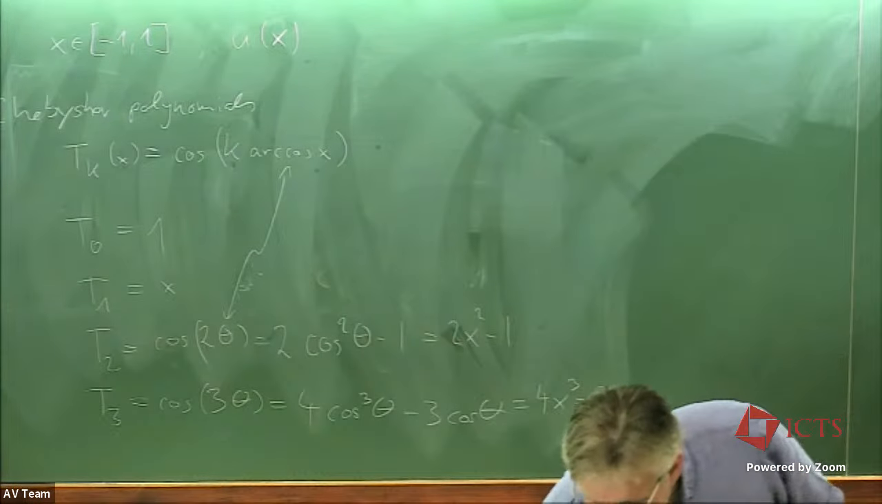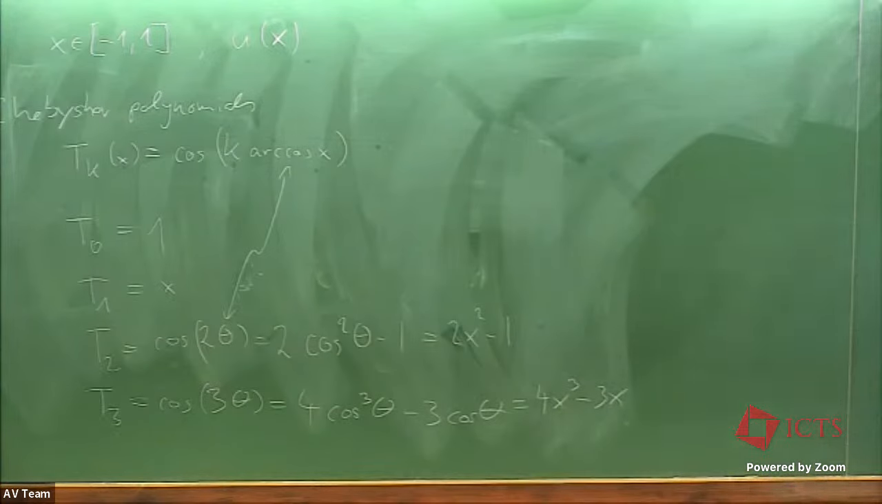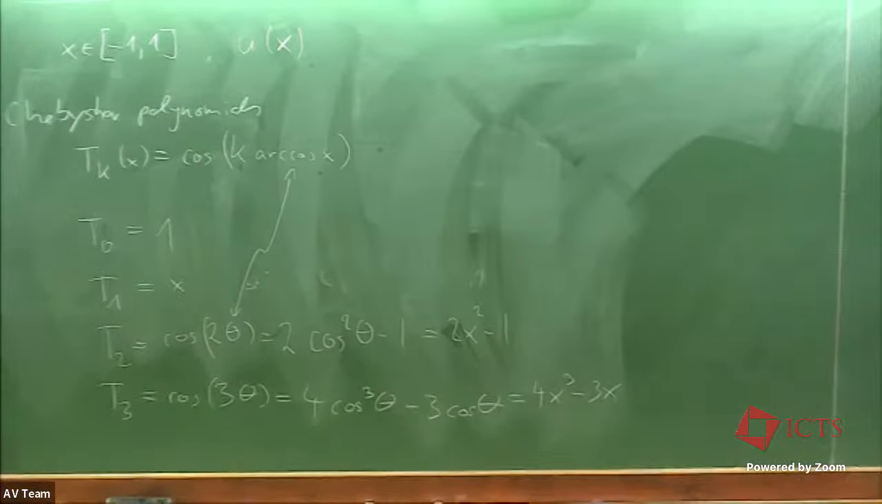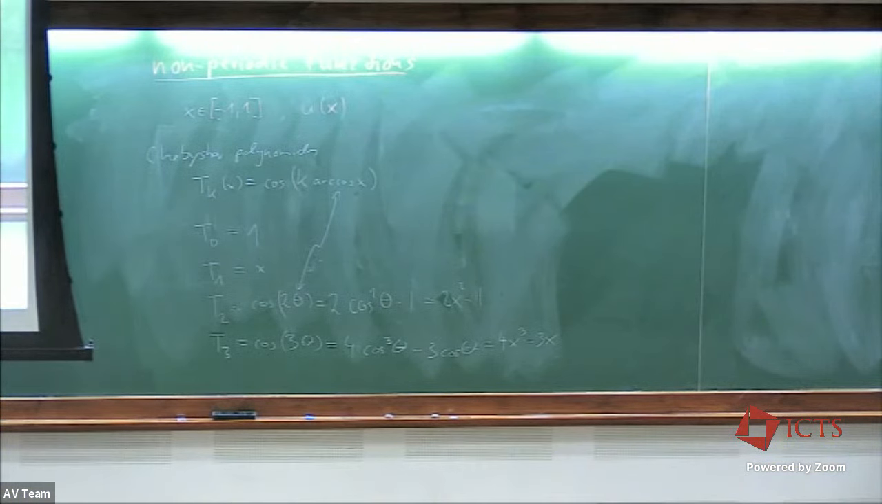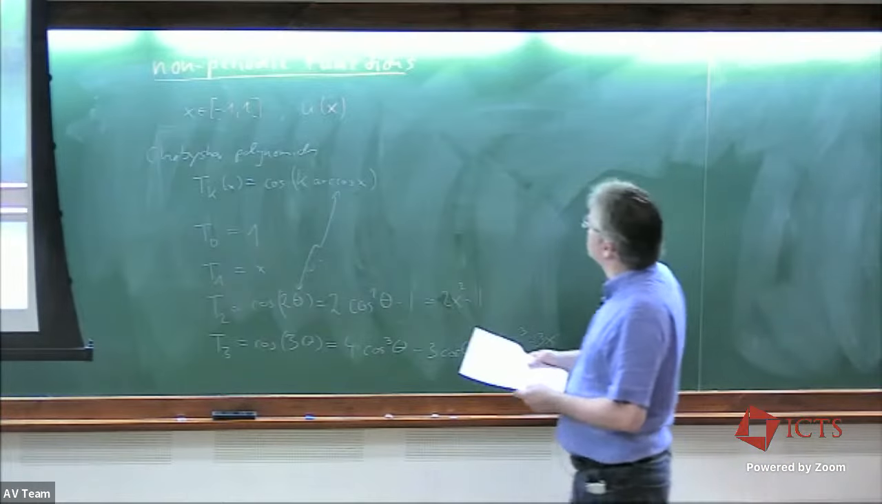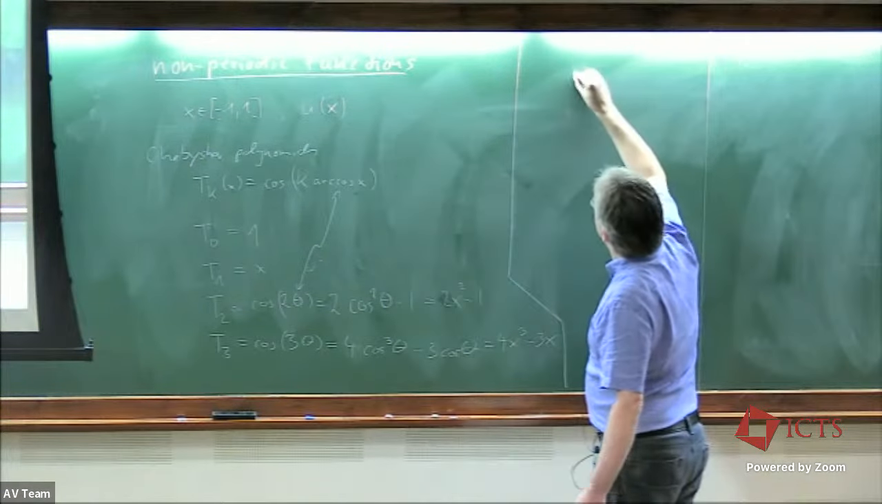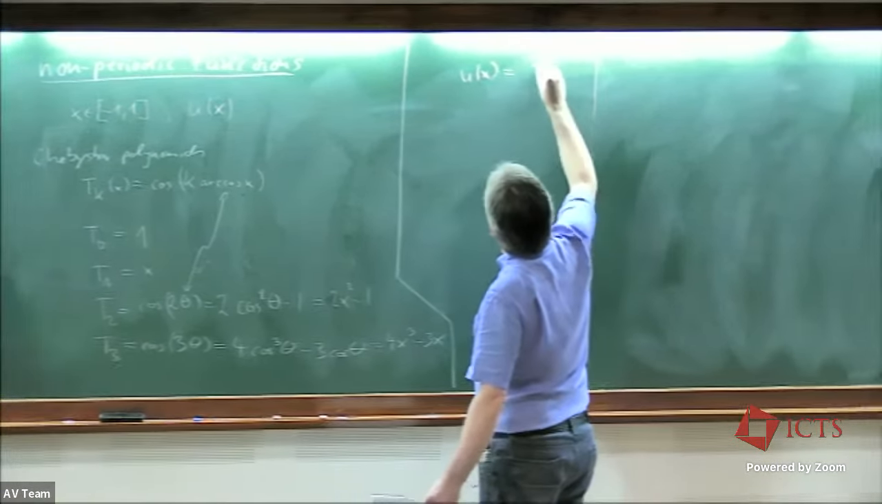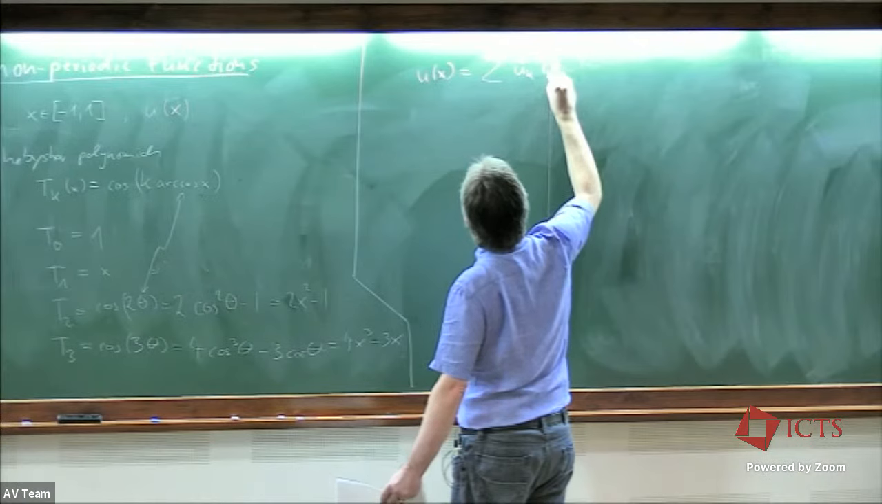Now life begins to get more interesting, because we actually want to do things with our Chebyshev polynomials. And the first thing we want to do is to figure out how to derive the coefficients of our Chebyshev approximation. So we want to write our u of x as a sum of coefficients times Chebyshev polynomials.